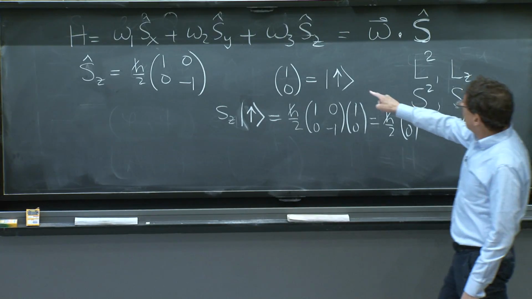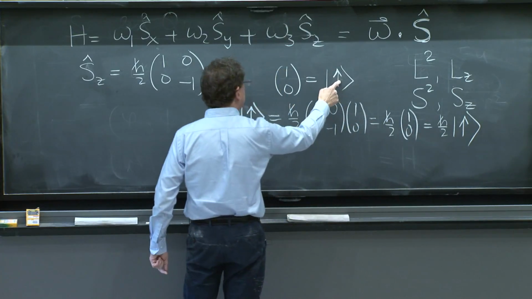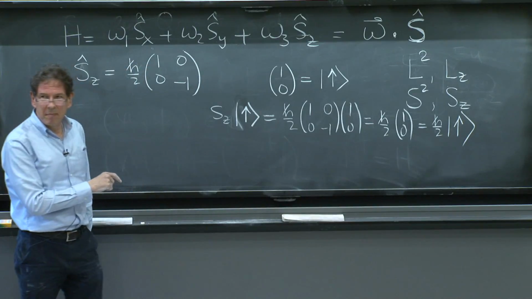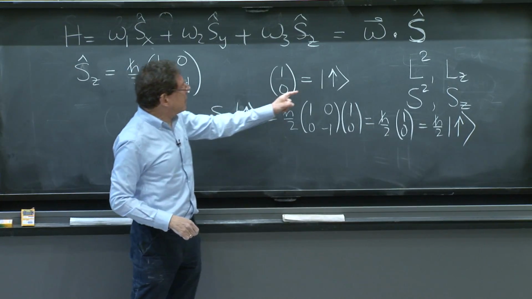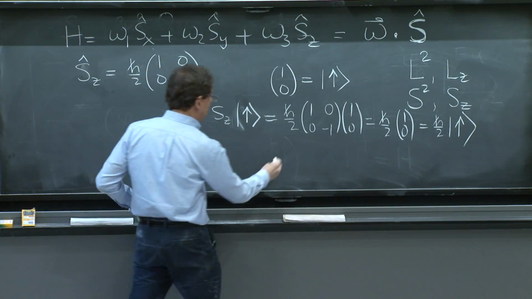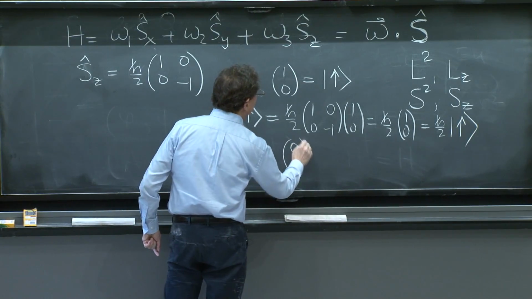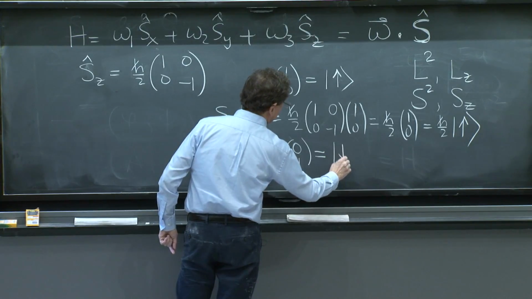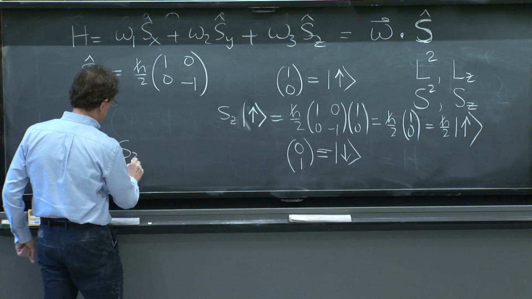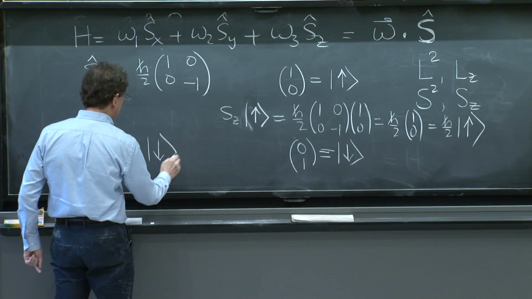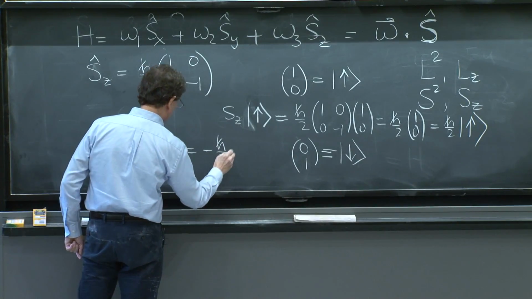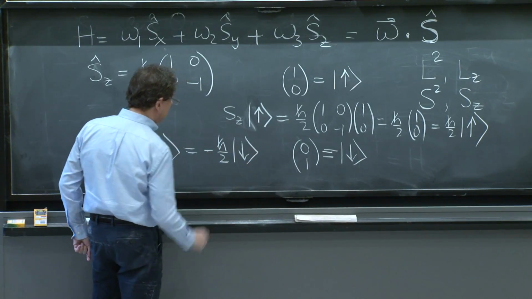So this thing, we call it up because it has an up component of the z angular momentum. So it's a spin up state. What is the spin down state? It would be (0, 1). That is the spin down, and Sz on the spin down is also an eigenstate, this time with minus h bar over 2 spin down.